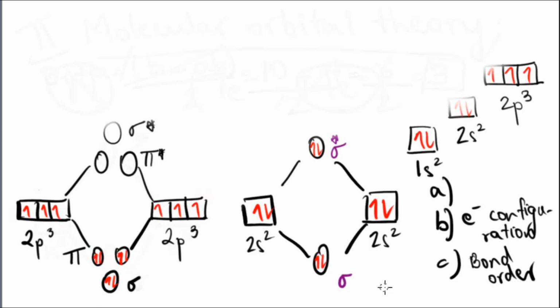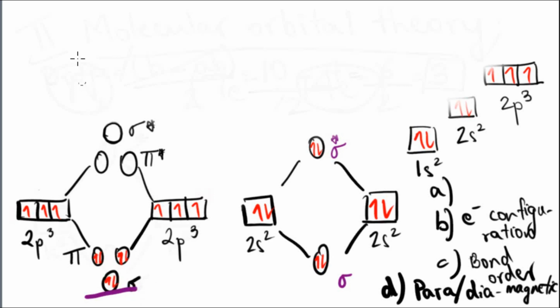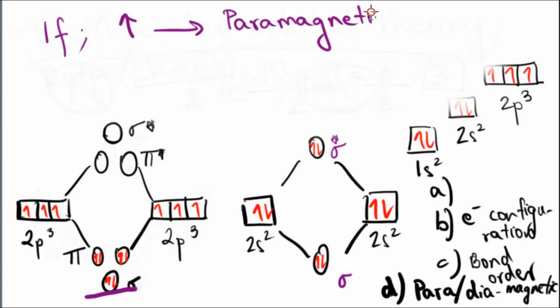Then part D is whether it is paramagnetic or diamagnetic. What does this mean? You have to look at the last orbital that you just filled, right? So in this diagram, we can see that the last one is our sigma from 2p3. So if there are 2 electrons, if there is a pair, it is diamagnetic. If it is single, if there is an unpaired electron, then it is paramagnetic. Here we can see that our sigma is completely filled, so we're going to say that nitrogen is diamagnetic.